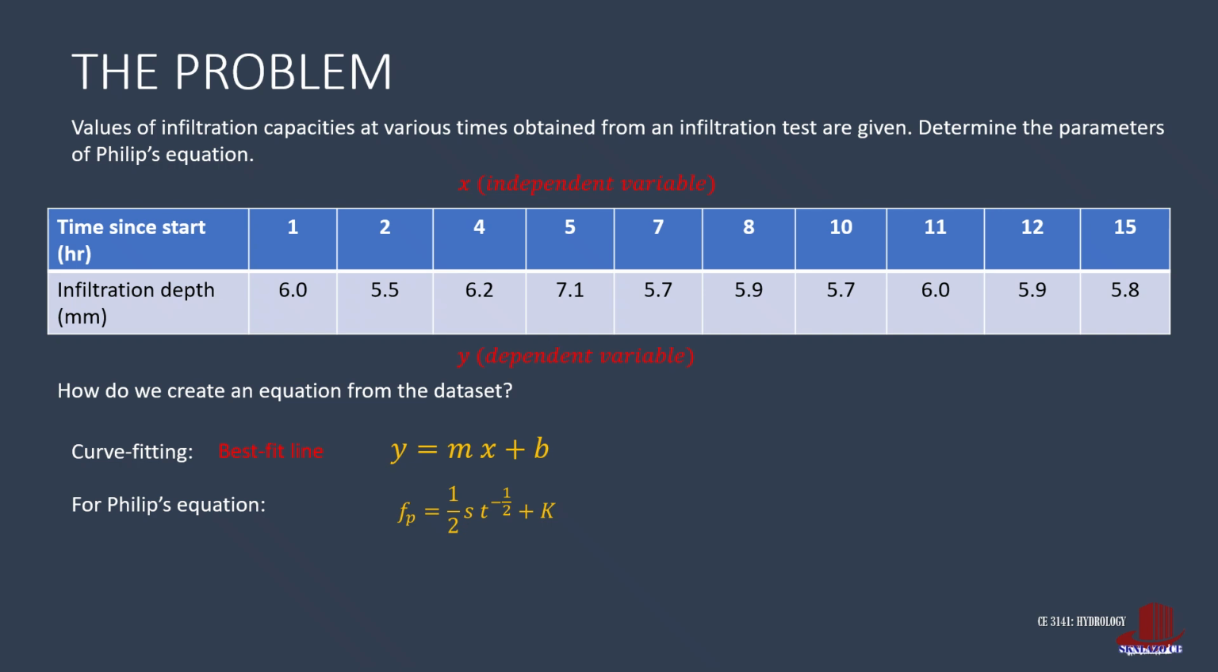In order to have the slope-intercept formula configured into Phillips equation, we check analogous parameters: y is equal to f sub p, m is equal to half of S, x is t raised to negative 1/2, which is then simplified as 1 over the root of t. Then b is equal to k. Having completed the comparison, we can then look for the function of the best fit line using the parameters y and x.